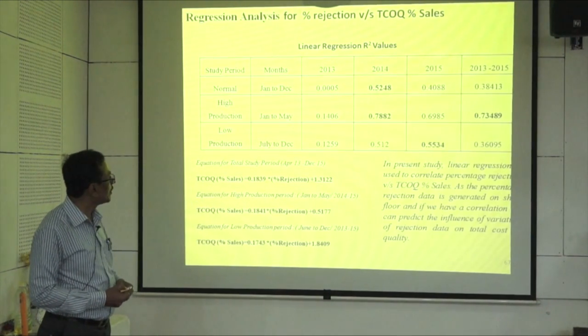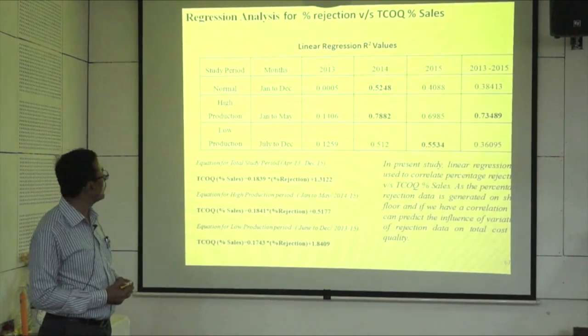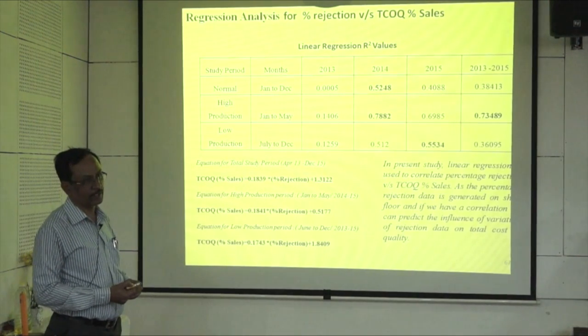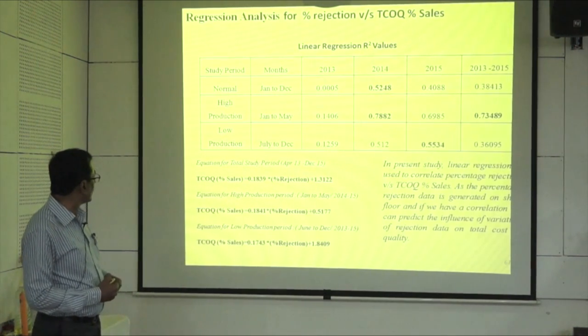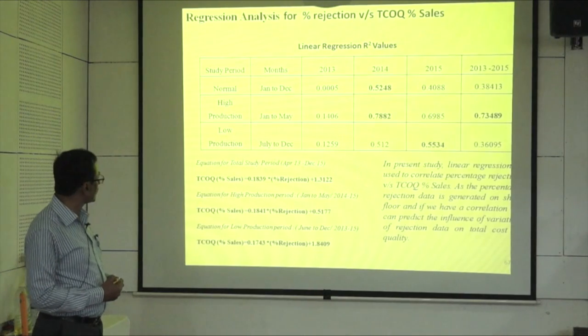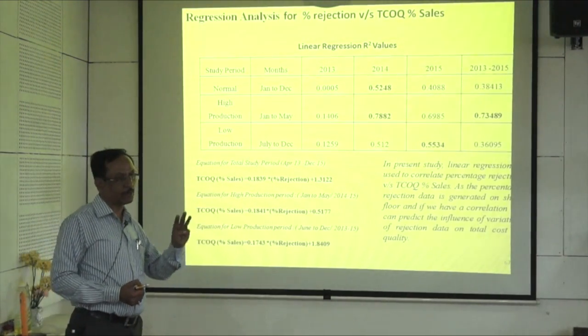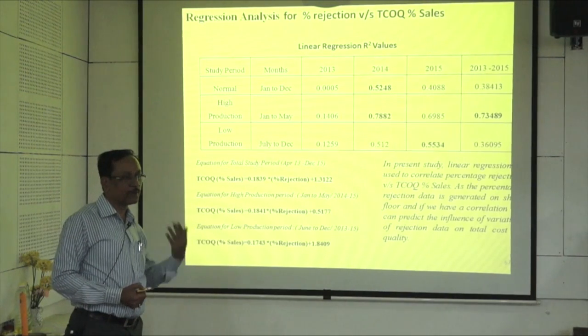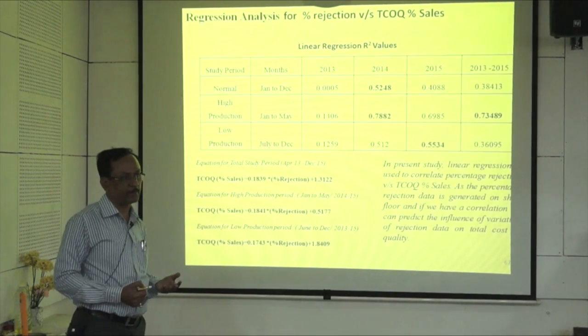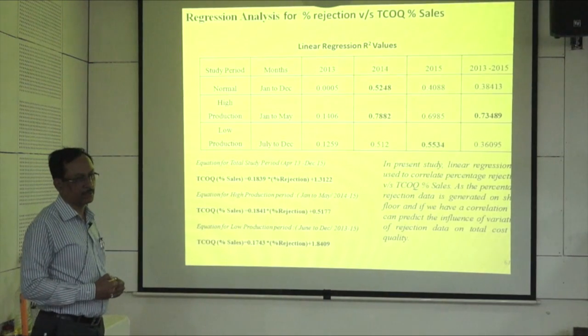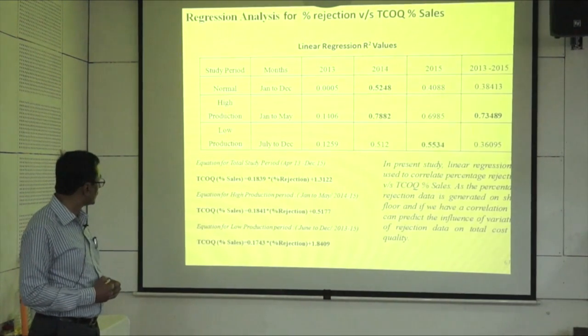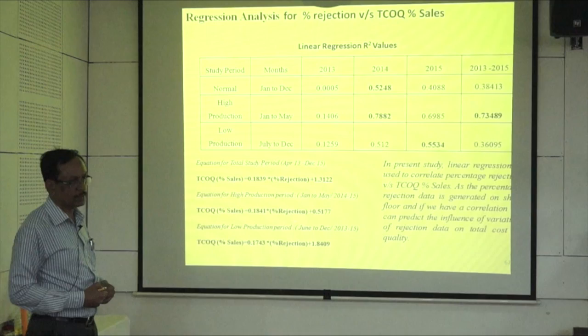And for low production, I am getting this slightly better than the normal thing. Okay. Then I have got this regression because percentage rejection is the data available on shop floor, and from that if I want to predict what will be the cost of quality, I can use these equations. So for these 3 periods, I have developed these 3 equations.